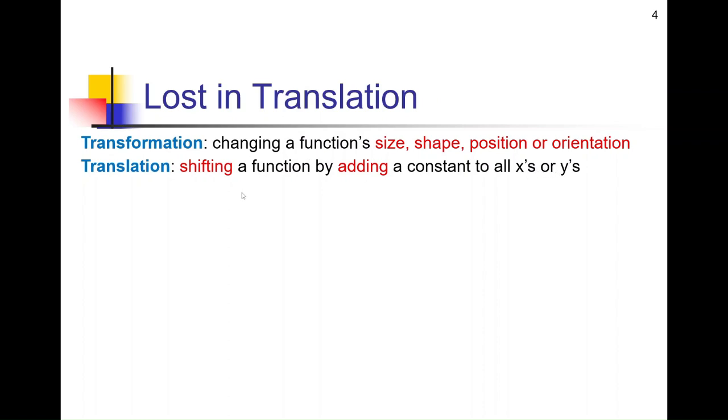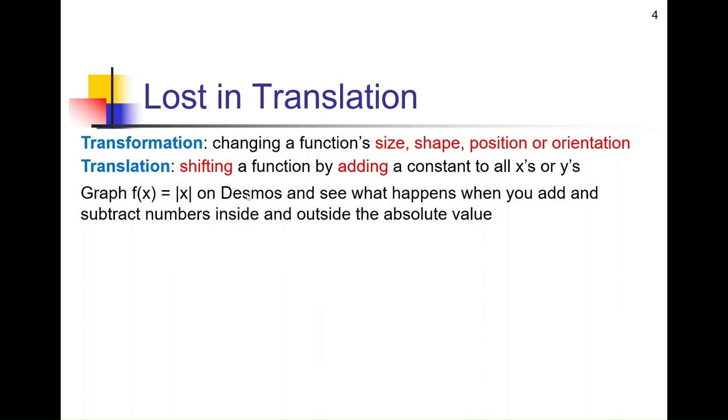So to get a grip on what's happening with these translations, I'm going to have you go to Desmos and graph out f of x equals the absolute value of x, and then just see what happens if you add or subtract numbers inside the absolute value and outside the absolute value. So pause the video and have some fun with that.